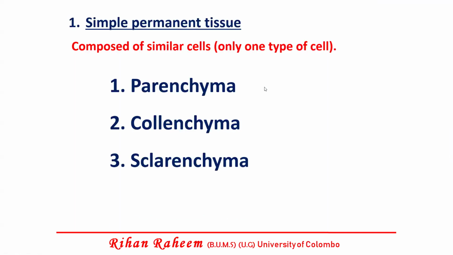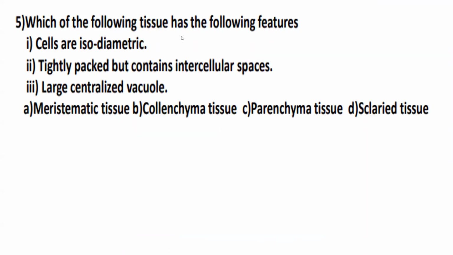Okay, simple permanent tissues you all know. Okay, let's go to the next question. Question number 5. Which of the following tissues has the following features? They are telling us the features, we have to identify it. Already we know. Cells are isodiametric. Isodiametric means spherical. Tightly packed, but contains intercellular spaces. Large centralized vacuole.